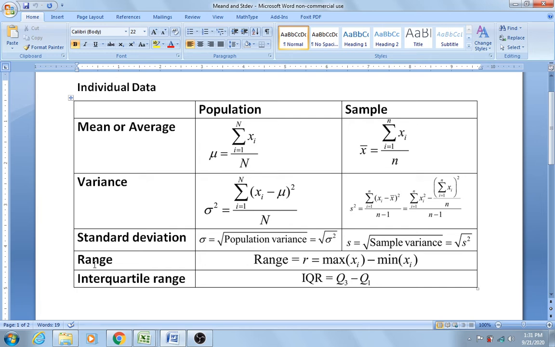And here is the range. The range is the difference between the highest value of data and the lowest value of data. And I think I already explained how to calculate the interquartile range, and that is the third quartile of the data minus the first quartile of the data.